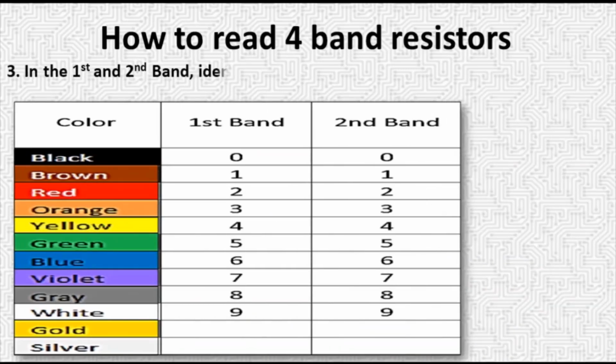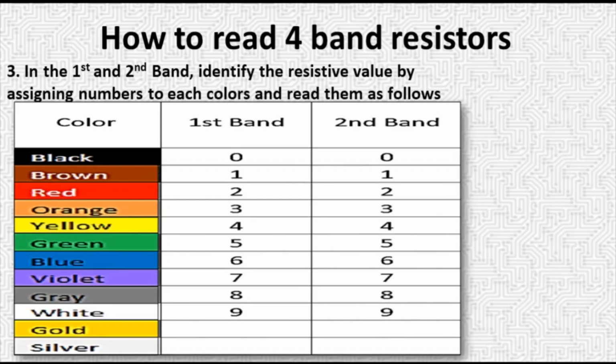In the first and second band, identify the resistive value by assigning numbers to each color and read them as follows. Yan, sinasabi ko sa inyo. No? So, brown is 1. Tama. Green is 5. Okay. Now, the red is 2. Kaya lang, nasa third band na siya. So, mamaya na natin yon papaliwanag. So, tandaan ninyo, black is 0, brown is 1, red is 2, orange is 3, yellow is 4, okay, green is 5, blue is 6, violet is 7, gray is 8, and white is 9.